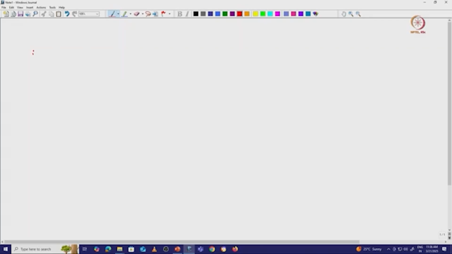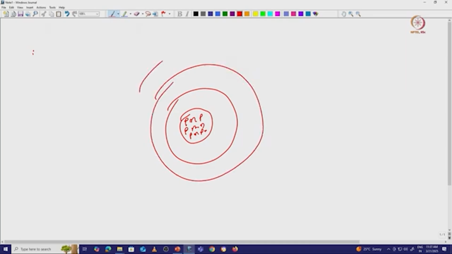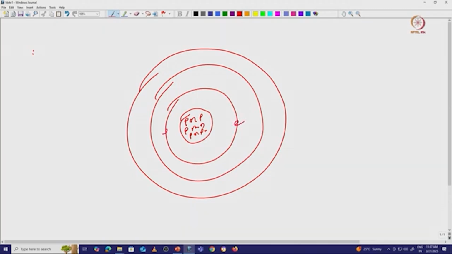Any atom will have protons and neutrons at the nucleus, closely packed. If we just consider this is the nucleus and this is our first orbital, then there will be a second orbital and then a third orbital, and electrons will be everywhere. If we consider the s orbital, p orbital and d orbital, I am not trying to fill in all these orbitals, because then it will be very difficult for me to draw the scattered and unscattered electron beam.